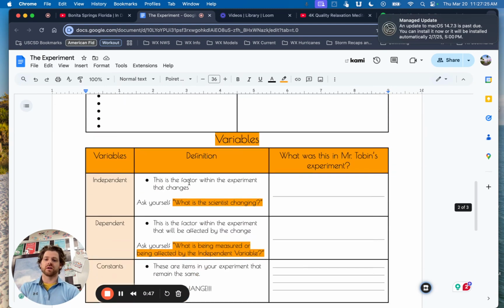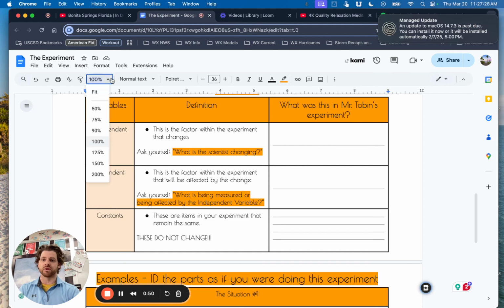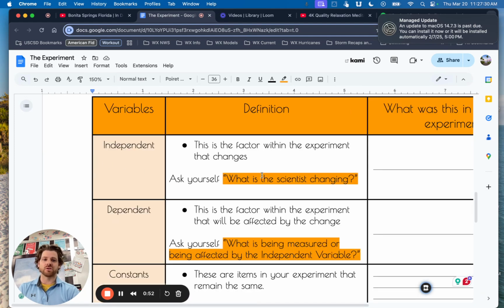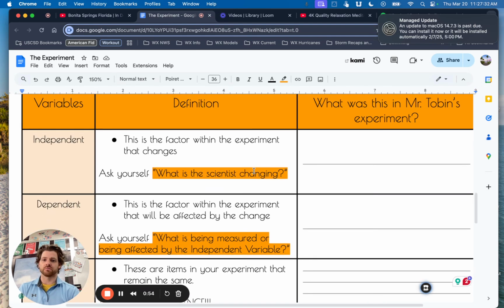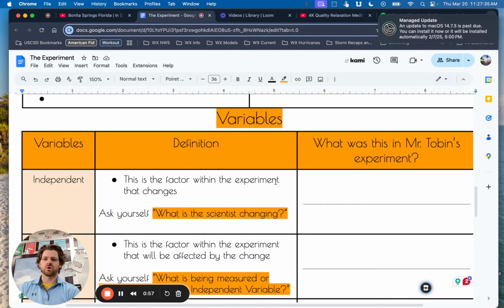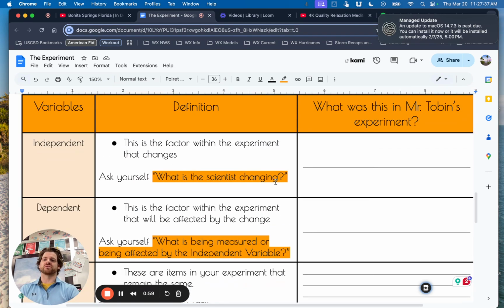Let me go ahead and scroll down to the actual variable table here to hopefully help remind you of some of the important things. Here's what I need you to remember as far as identifying the variables. The independent variable is the thing within the experiment that is changing. So I like to give you some questions to ask yourself as you're looking at these different experiments. The question you should be asking is, what is it that the scientist is changing? You are the scientist. So amongst your experiment, what is it that you are changing?